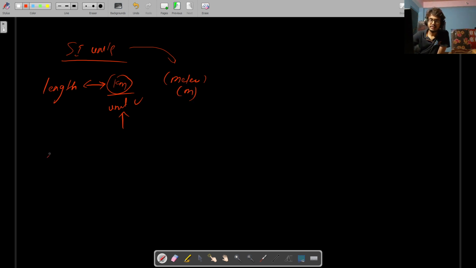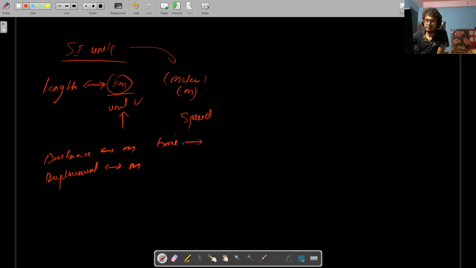So if length is in meter, what about distance? What is the SI unit of distance? Exactly, meter. Displacement? Exactly, meter. Now we have speed. Before that, what is the SI unit of time? No, SI unit. Like you said kilometer for length, right? So for time, what is the unit? What did you say? No, time. How do you look at time?